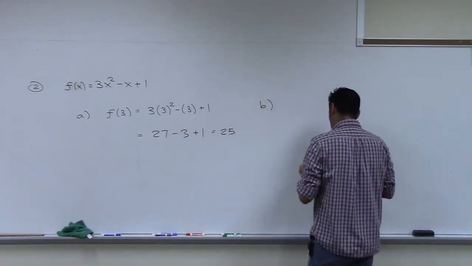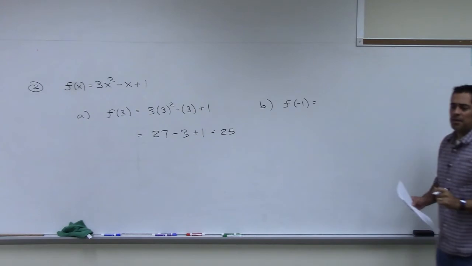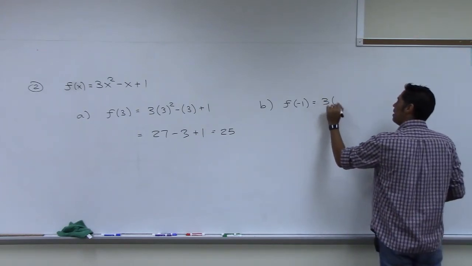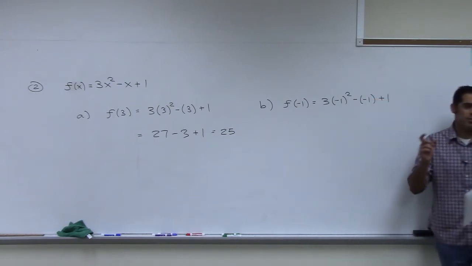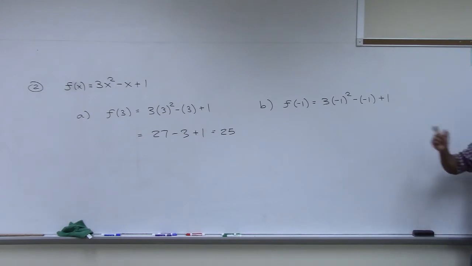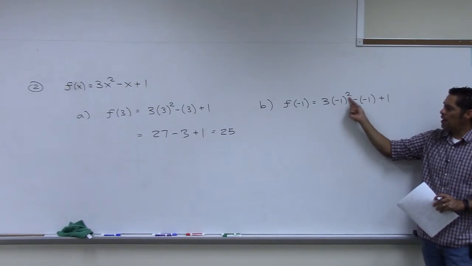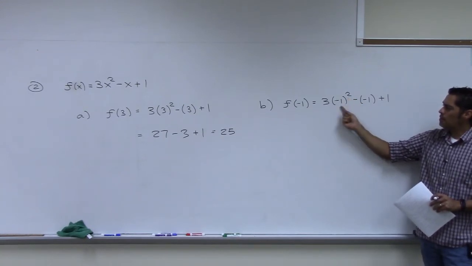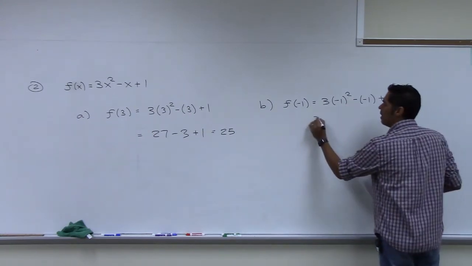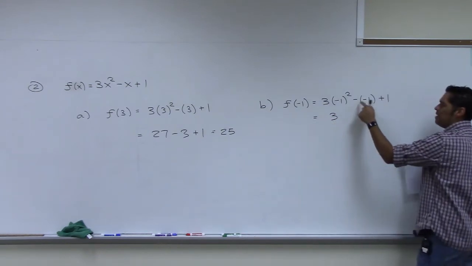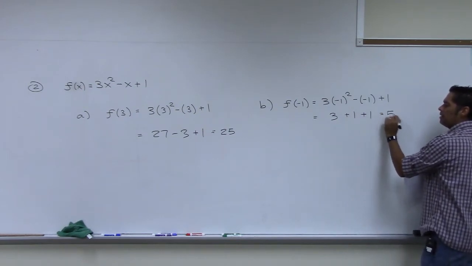Okay, part B, f of negative 1. So you're going to replace the x with negative 1. So 3, negative 1 squared minus negative 1 plus 1. Now the thing here is that you make sure you use your parentheses correctly. You're going to replace x with negative 1, so put negative 1 in parentheses and square it. What's negative 1 squared? What is it? Positive 1, right? Then times 3. So you get 3 here. What's minus minus 1? Positive, so plus 1 and then plus 1. So you should get 5 here.